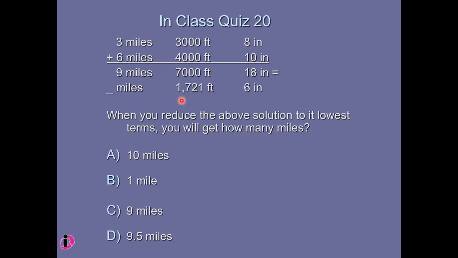Regarding the miles, how many miles do you have? 10 miles, right? Because you got 9 miles, and then remember you got 1 mile from the feet column. So your miles is 10 miles, right? So the right answer is A.